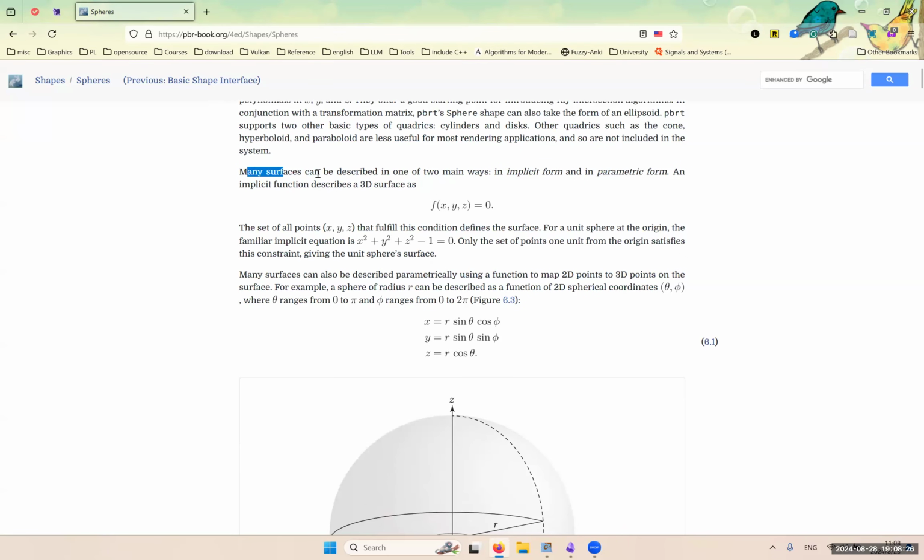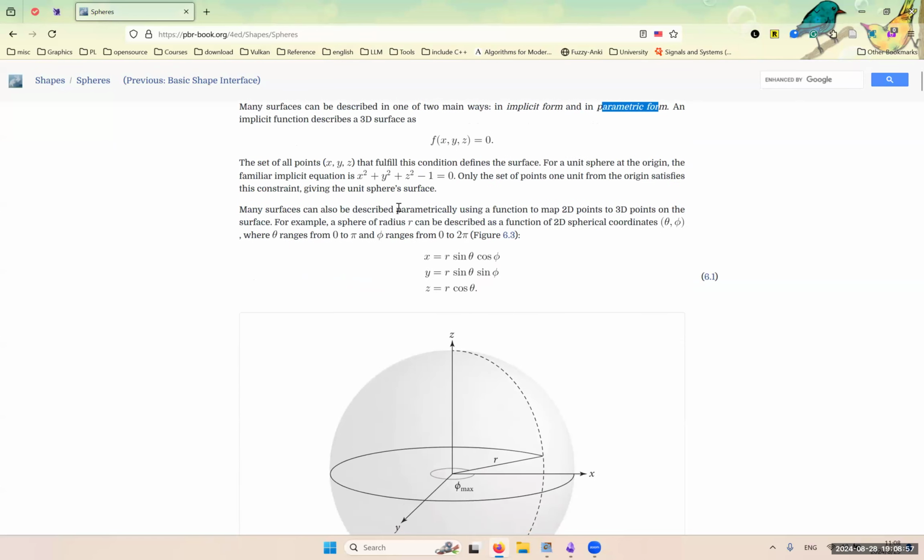Many surfaces can be described in implicit form or parametric form. Implicit forms are like this: a function with a 3D point as input, and the distance is equal to 0 in this case. For example, for a unit sphere, we have this.